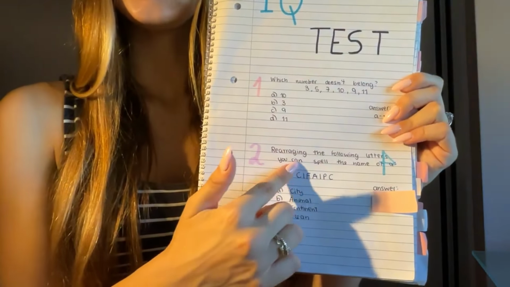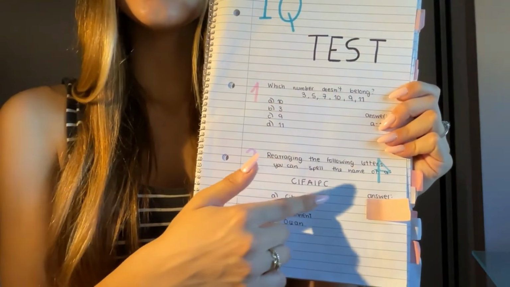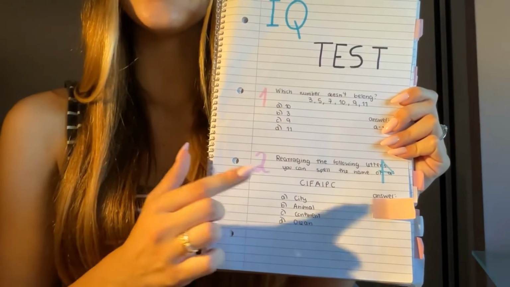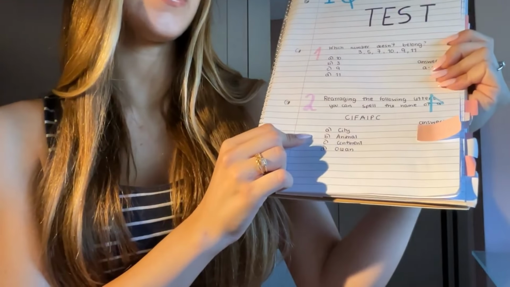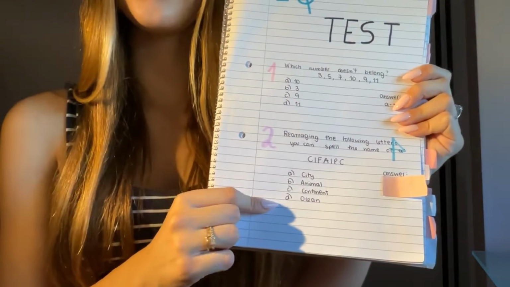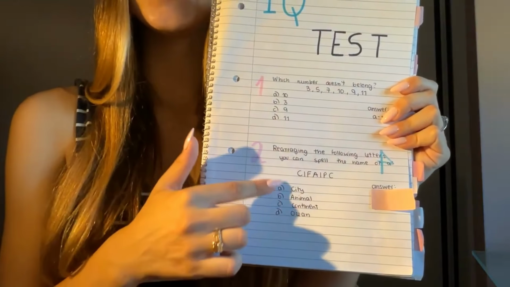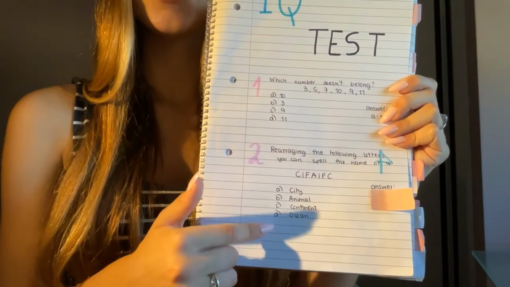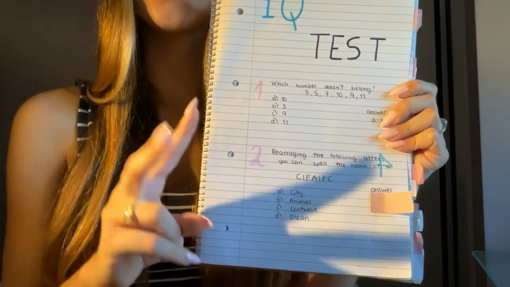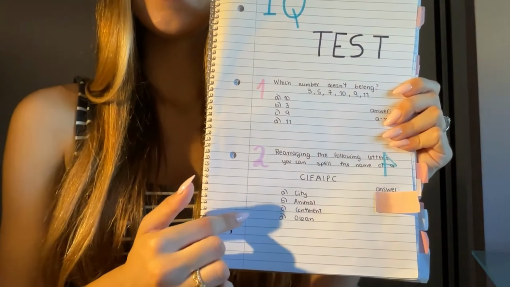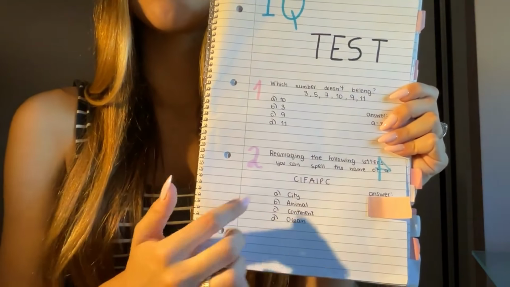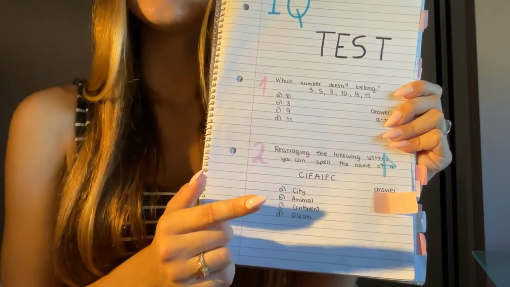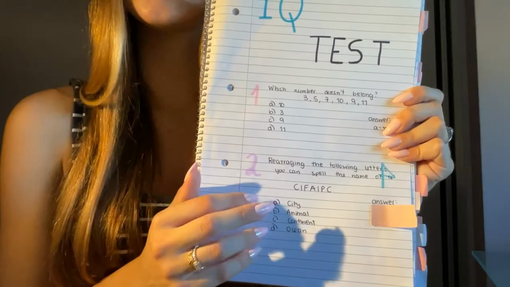For question number 2, we are asked to rearrange the following letters to spell the name of something. We have a few letters over here, and if you rearrange them, you'll be able to spell the name of either a city, an animal, a continent, or an ocean. So you have to tell me which. First you have to rearrange the letters, and then tell me which of these categories fits the word you just rearranged.